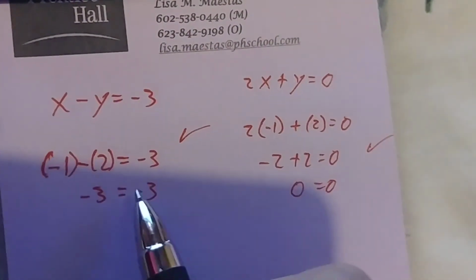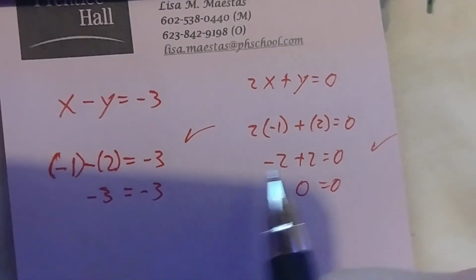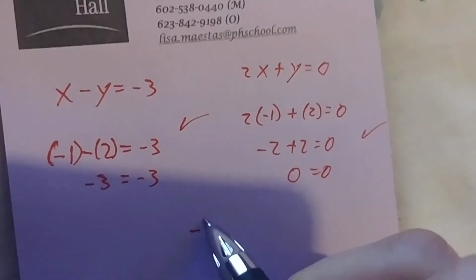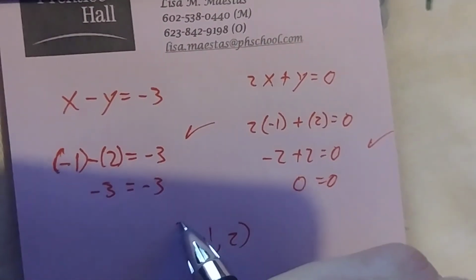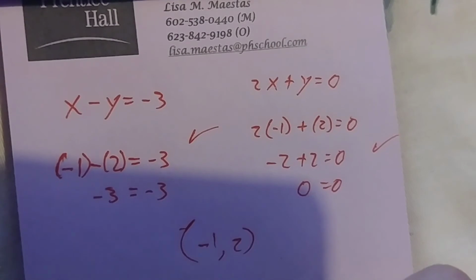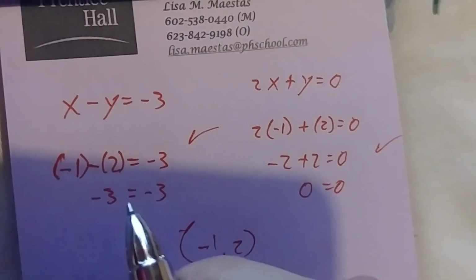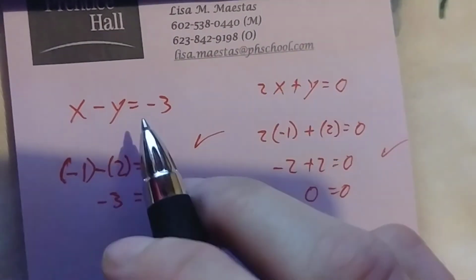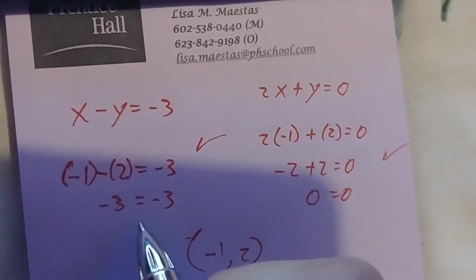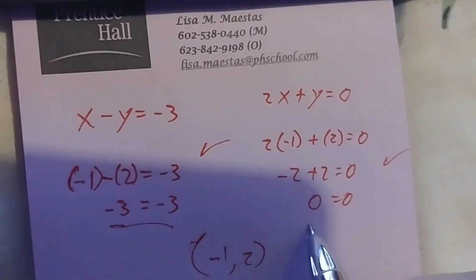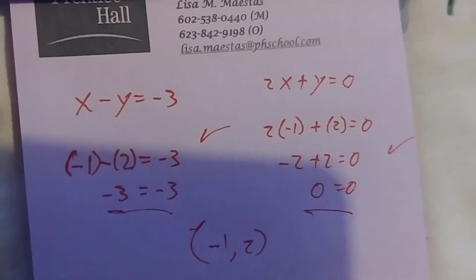For number 6, this is proof that the point -1, 2 is the solution. You don't have to do anything else other than just show that for each equation, you get a true statement: -3 equals -3 and 0 equals 0. And that's it for number 6.